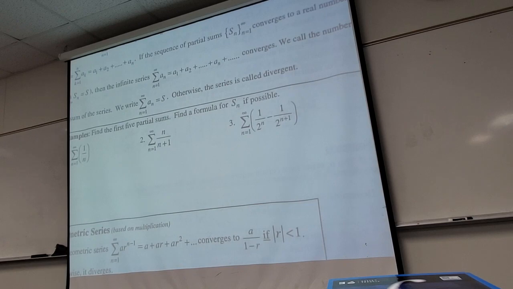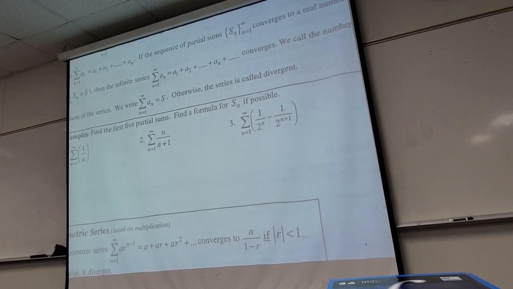Is it possible to add an infinite number of numbers? And I'll even make it better. An infinite number of positive numbers. Because I could say -1 + 1 + -1 + 1 + -1 + 1 + -1 + 1. That's not going to go to infinity, correct? You guys sort of with me? Yeah. Okay, so everybody sort of with me? So is it possible to add an infinite number of positive numbers and have the answer come out to be less than infinity, some finite number? What do you guys think? No. Yeah.